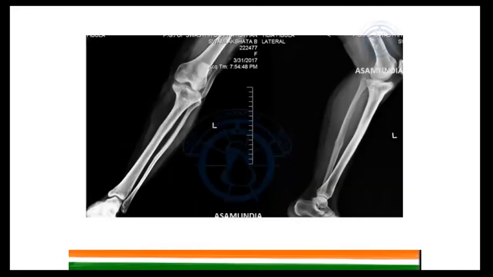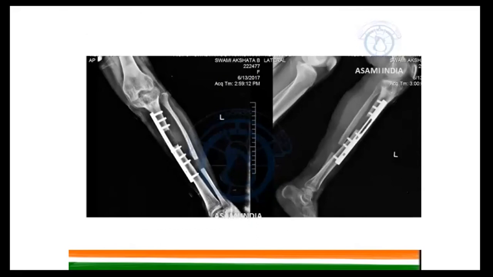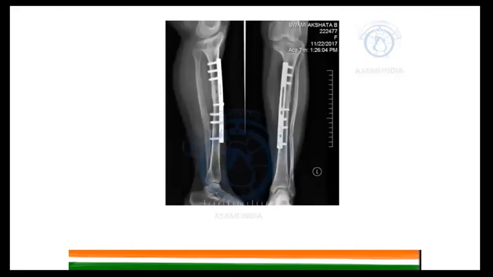So as expected, because her growth plate was completely damaged, she came back at the age of 16 with 4 centimeters of shortening. Then I did lengthening in her with the technique which I have developed and published called lengthening over slotted plate. So you can see 4 centimeters of lengthening and nice regenerate there.